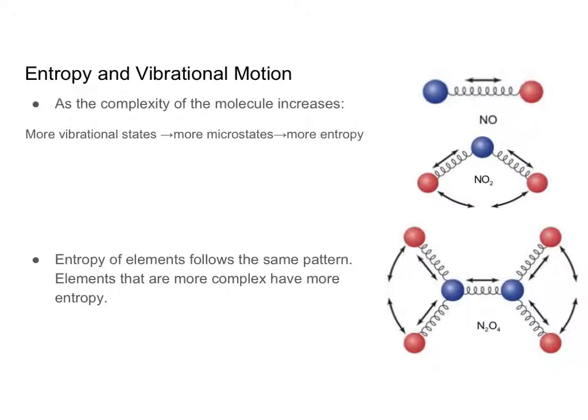Here's a visual representation of what I'm trying to get at here. As the complexity of the molecule increases, we get more entropy. In this particular case, I have nitrogen monoxide, nitrogen dioxide, and dinitrogen tetroxide. As I add more and more atoms to the structure, it gets more and more complex, and the more complex gives me more chances for microstates. More microstates means more entropy. So far, so good.